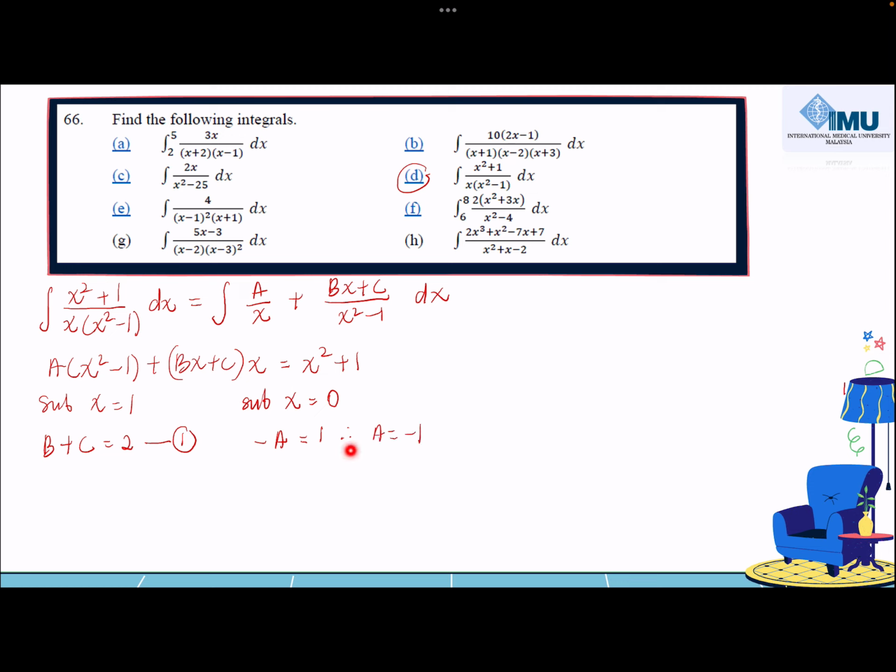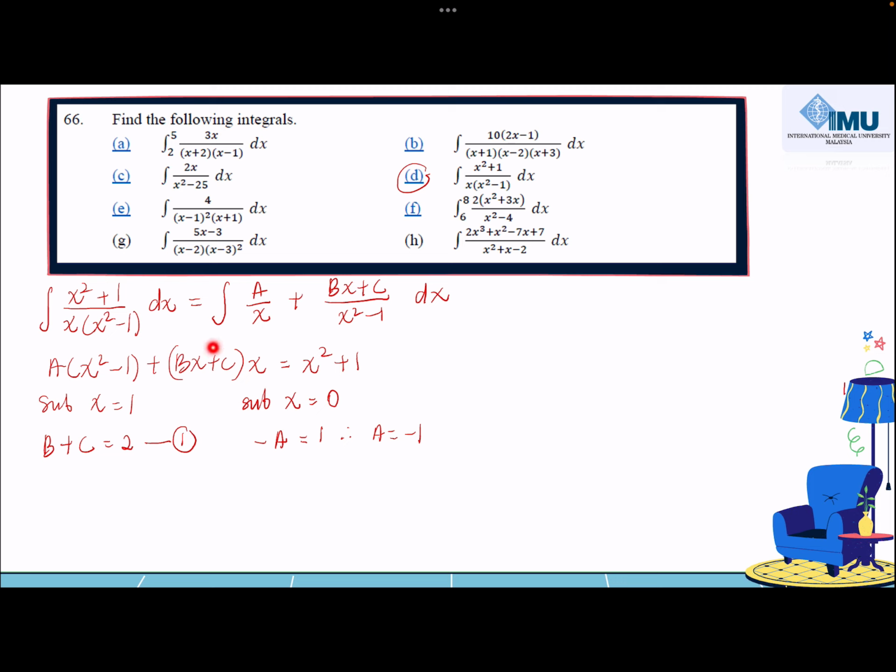Now, we have exhausted our substitution values. Try to use the comparing method. Now, what is the comparing method? Let's look into your x term. If you expand A times x squared, you will not have an x term. Same goes here: A multiplied by negative 1, you will not get an x term. We go to the next term. If we expand Bx times x, you will obtain an x squared term. Now, how about C times x? Yes, if you multiply C with x, you will get an x term.